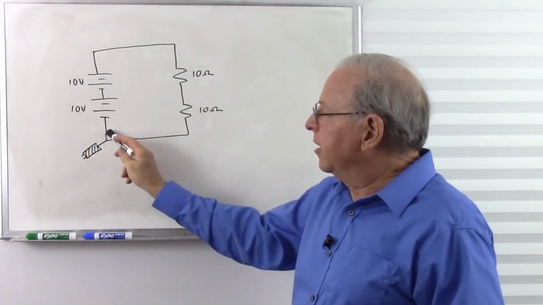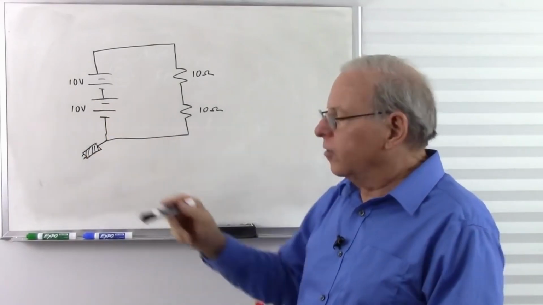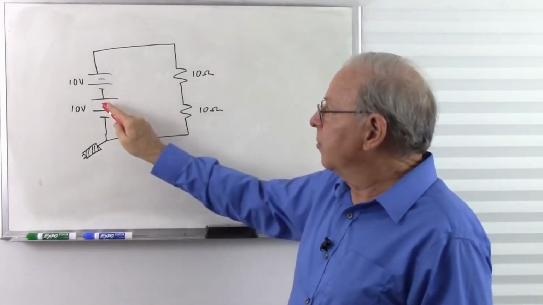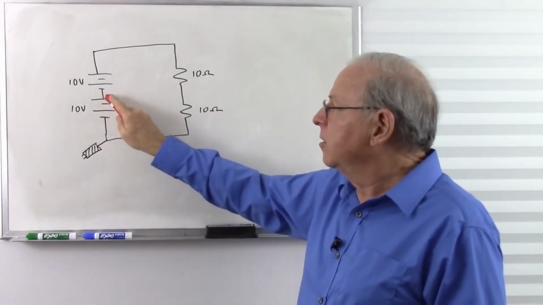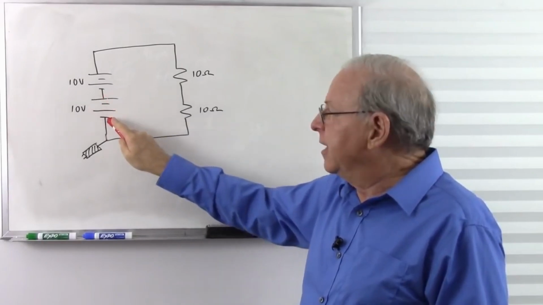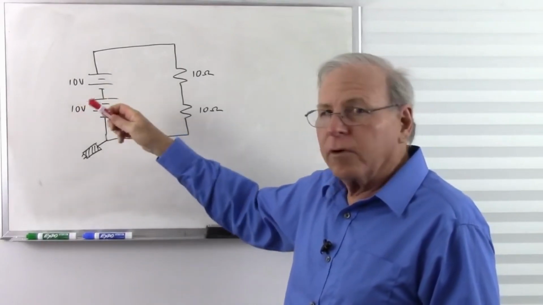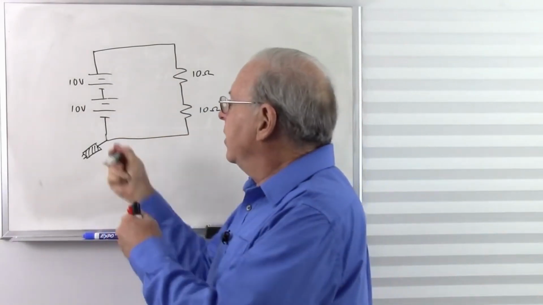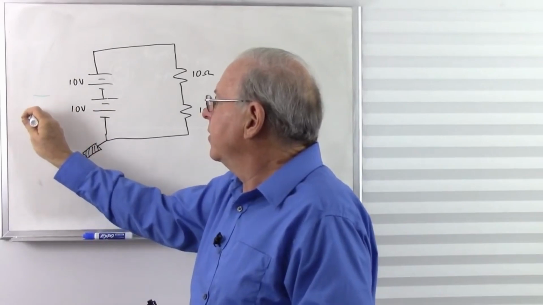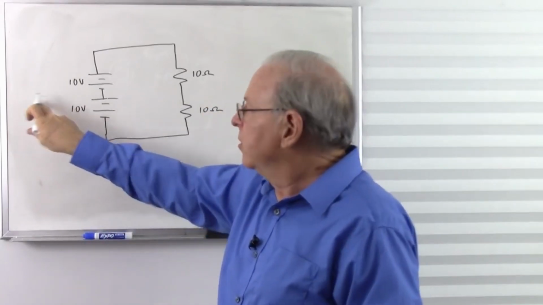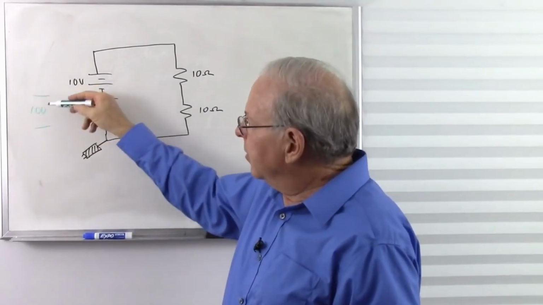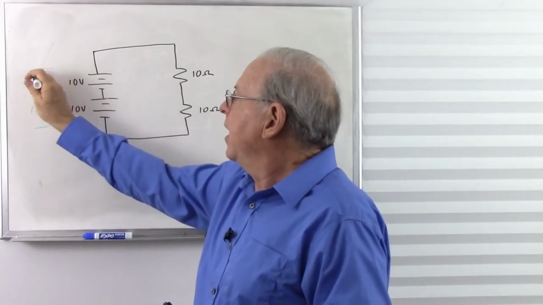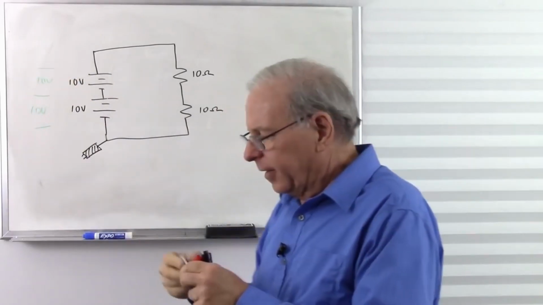So I have anchored my black lead at the negative side of this lower battery. And when I say I have a 10 volt battery, it's telling me that I have two terminals, a positive terminal and a negative terminal. The positive is the higher voltage, the negative is the lower voltage, and the 10 volts is the difference between those two voltages. So I have a difference in voltage between here and here of 10 volts. When I draw a voltage with just between two lines with no polarity, I'm telling you what the difference in voltage is. So there's a difference of 10 volts there and another 10 volts here.